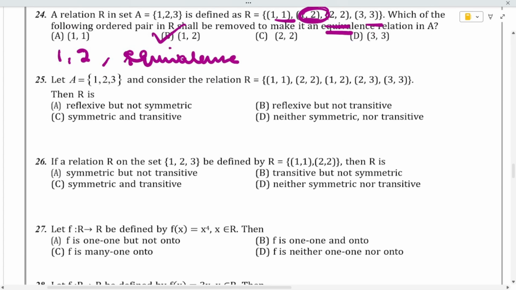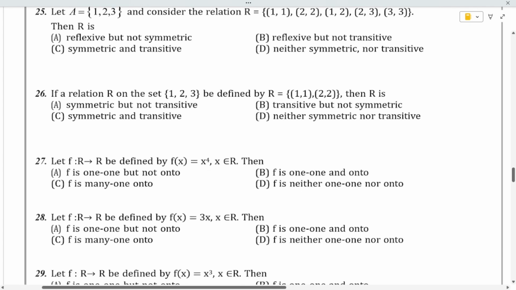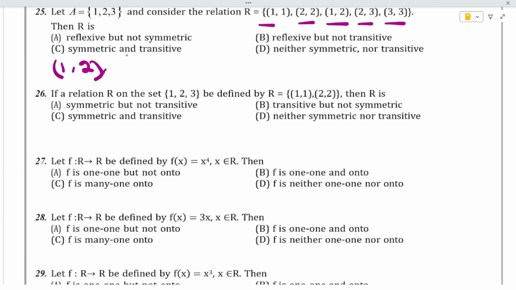Next is the 25th question, that is, let A is equal to {1, 2, 3}. See, 1 1 is there, 2 2 is there, 1 2, 2 3 and 3 3 is there. It is reflexive. 1 1, 2 2 and 3 3 are there, but it is not symmetric because 1 2 is there and 2 1 is not there in the relation. So the answer is option A.